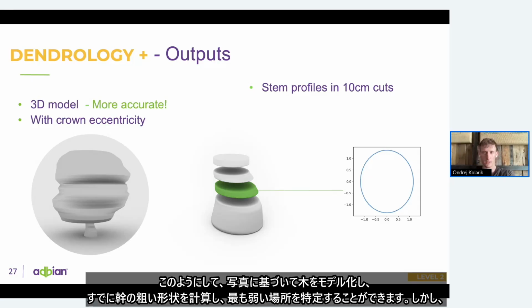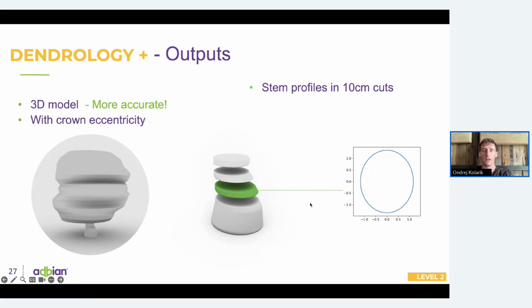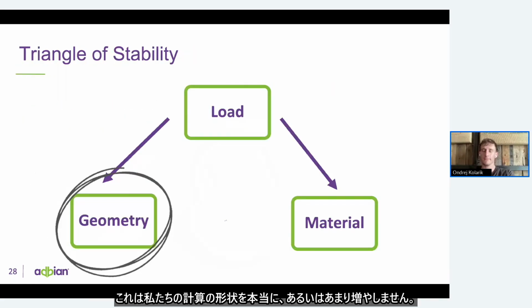So this is how we can model the trees based on photographs and already calculate the rough geometry of the stem and highlight the weakest spot. But this is not really, maybe a little bit, but not much improving the geometry of our calculation.